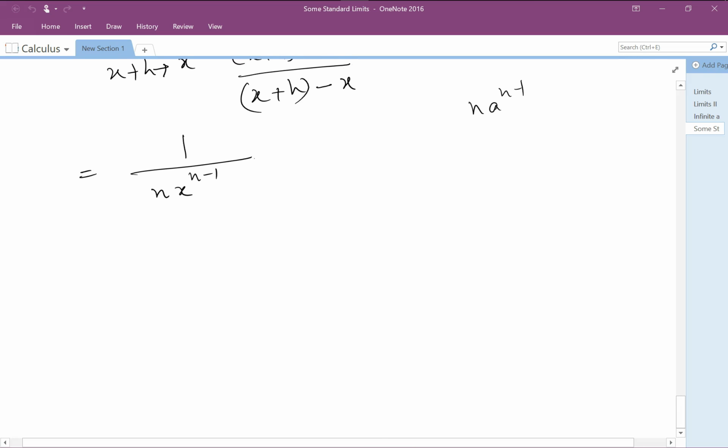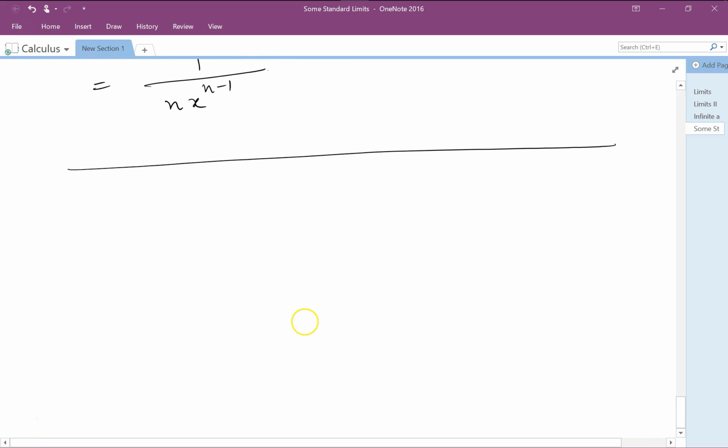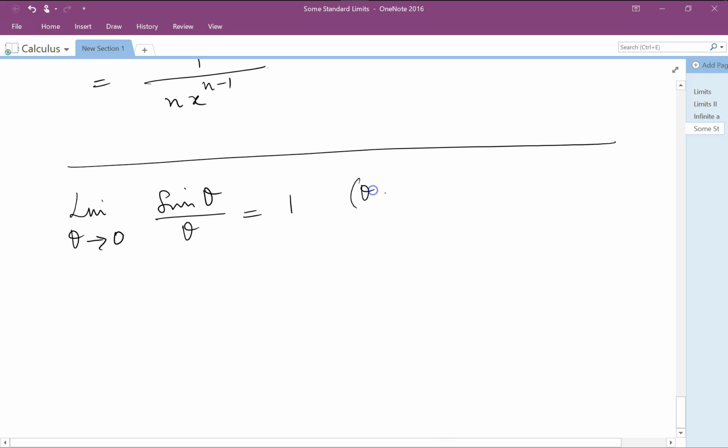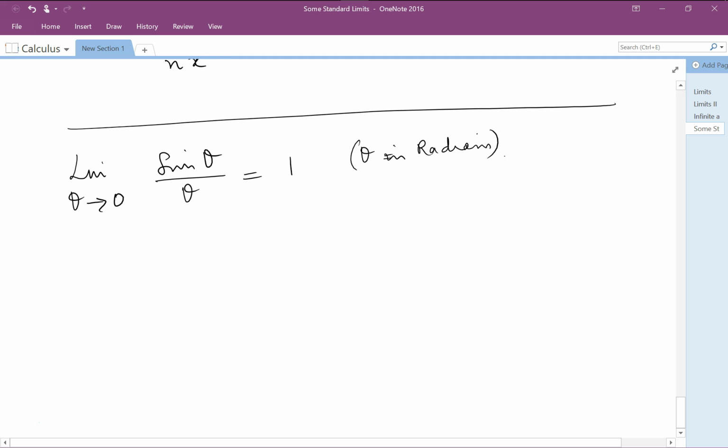Let's look at another such standard limit, and that is to do with trigonometry. The limit as theta approaches 0 of sin theta by theta is equal to 1. And remember, theta is in radians. This is what we need to prove.